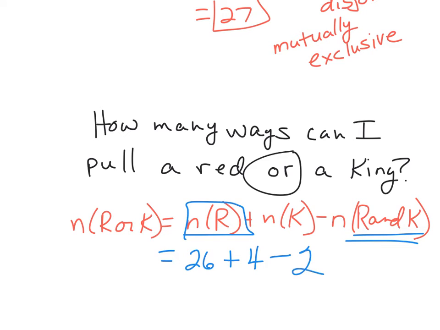That's right. So those have been double counted. So red and king, those events are not disjoint because we didn't get a 0 back there. So the answer to our question here is 26 plus 4 is 30, minus 2 is 28. 28 ways I can pull a red or a king.